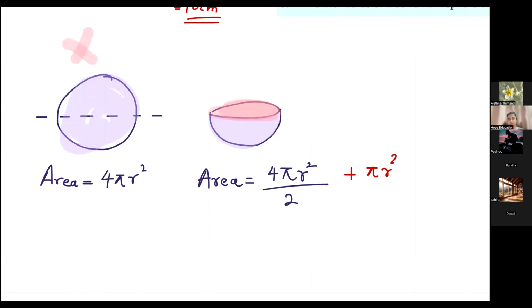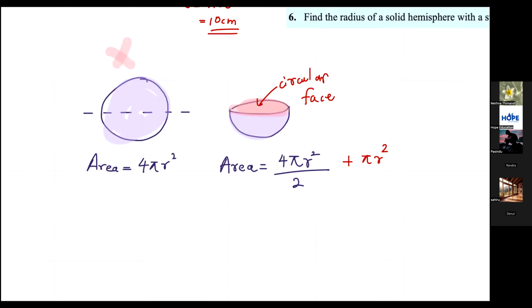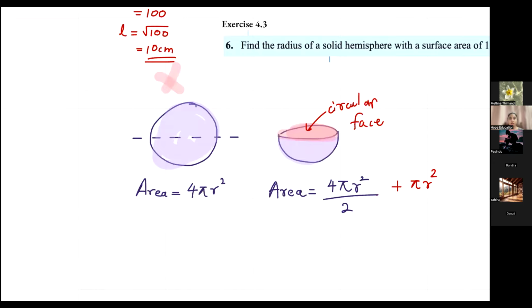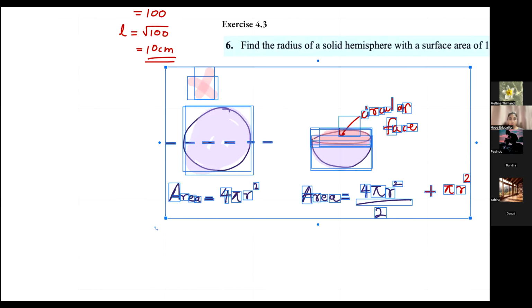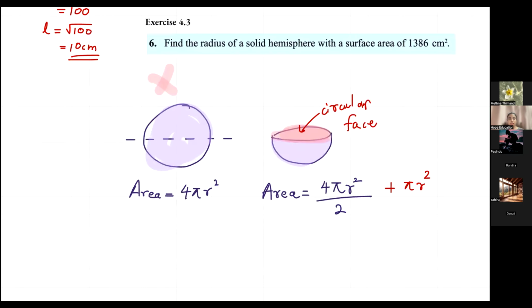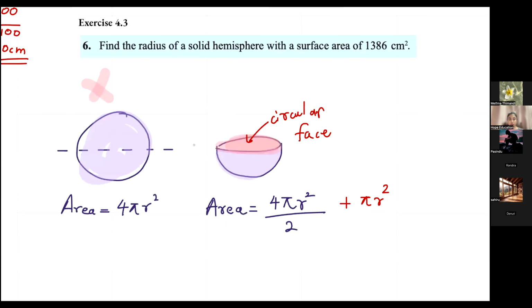Because you get an extra circular face. I'll give you time to answer this question. It's better if you could draw this diagram as well. I'll do it too. Okay, so this is our formula. This is what we are going to use.